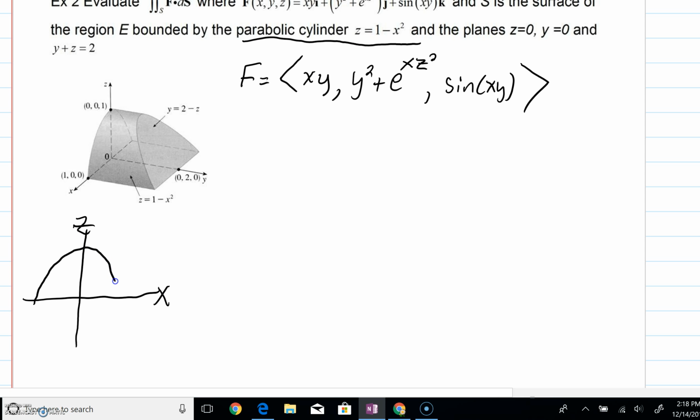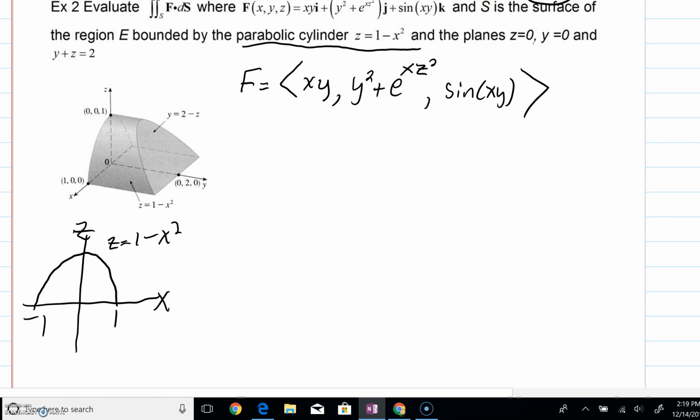Well, you would get something that looked just like so. This would be z is equal to 1 minus x squared. We'd be going between x is negative 1 and positive 1. But this cylinder would be applied for every possible y value. We could have a y value of 0, a y value of 1, a y value of 2, and so forth. So you can see really what is getting traced out here.